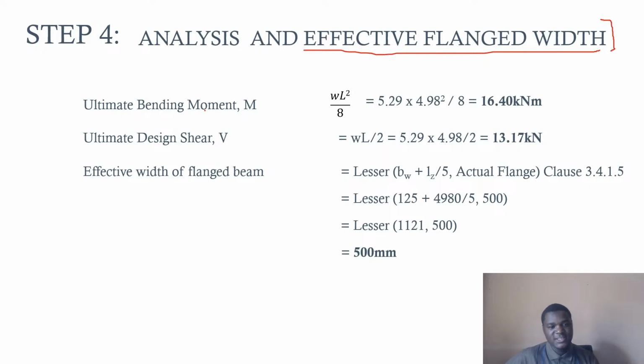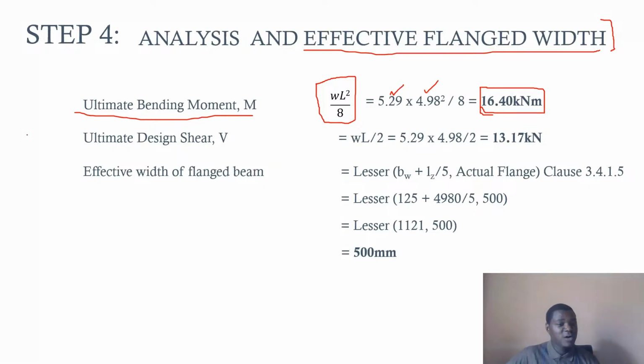To analyze it, because the rib beam is simply supported, we can use WL squared over 8, the design formula, to analyze the beam. We know our W from the second step, then we know our L from the last step that we just calculated, the effective span, which is 4.98, and then divided by 8. This is going to be the ultimate design moment for the rib slab.